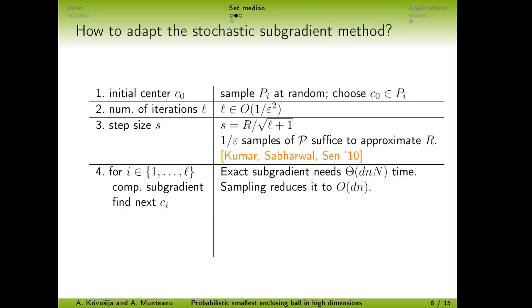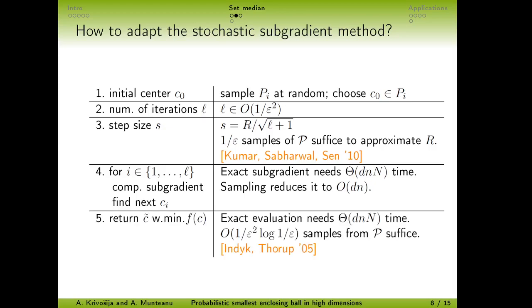Fourth, the exact computation of the subgradient in each of L steps needs time linear in big N, which is very expensive. But by sampling only one item in each iteration, we remove the dependence on big N. At last, it remains to find which point that we passed during the run minimizes the goal function. Exact computation is again prohibitively expensive. Even to approximate f of c would cost the same.